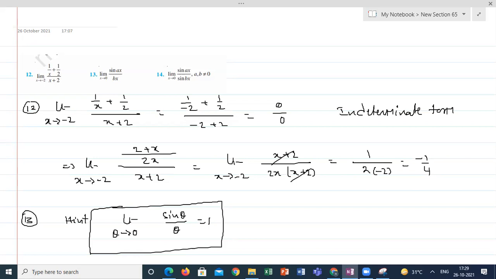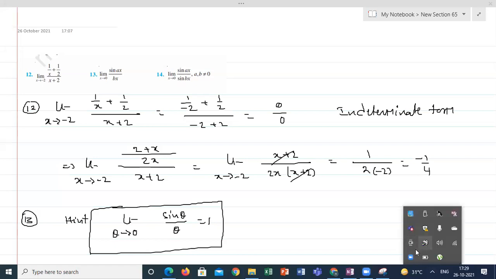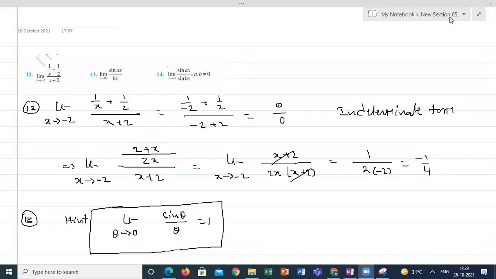Anyone got the answer for question number 13, students? Anyone got the answer? A by B. A by B is the right answer for 13th one.